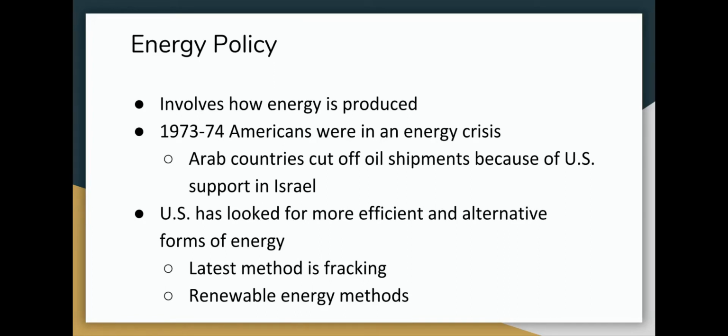produced. In 1973 and 74, we were in an energy crisis. Arab countries had cut off our oil shipments because of our support for Israel, and it forced the U.S. to look for more efficient and alternative forms of energy. The latest method of finding energy is what we call fracking. It is where we look for shale rocks, essentially shake them in order to release the gases that we can then use for energy.